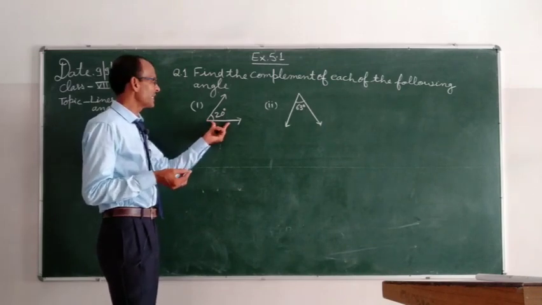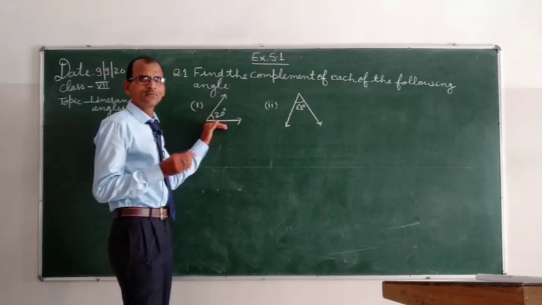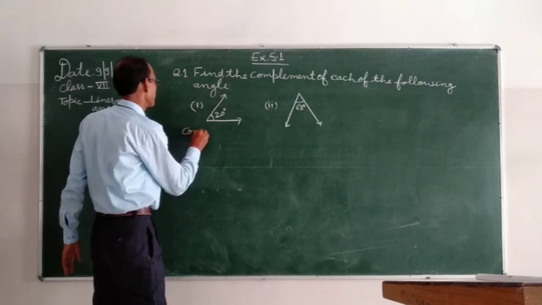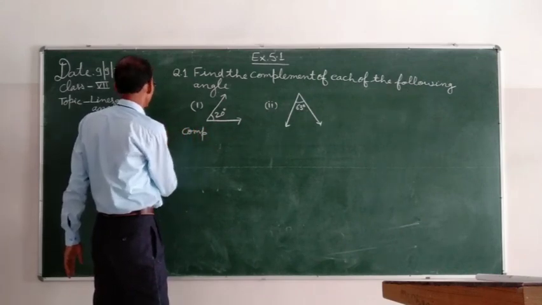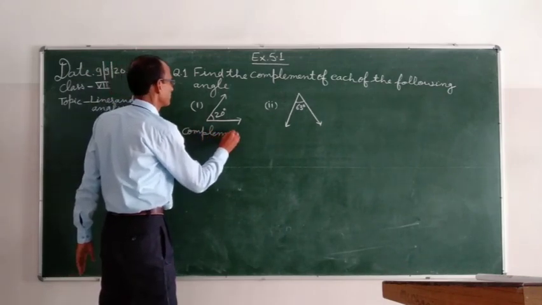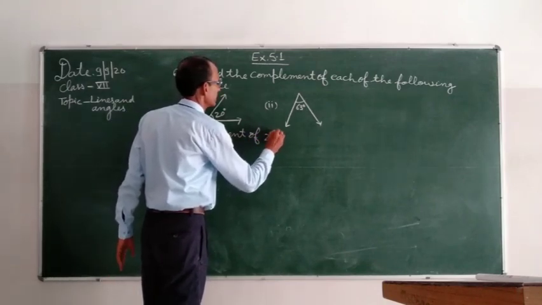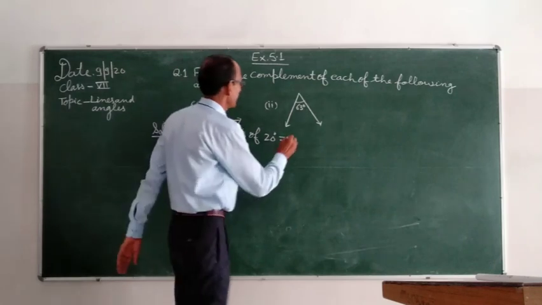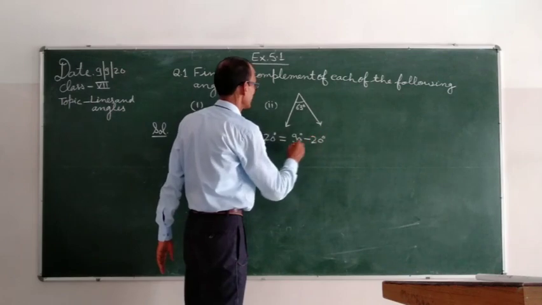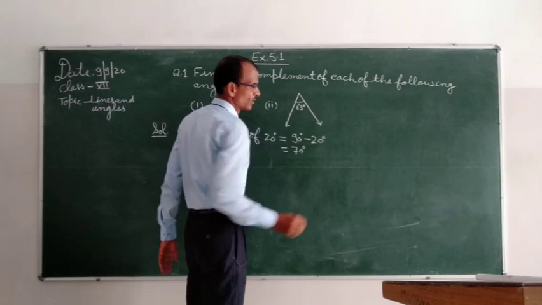So, to get the complement of 20 degree, we subtract the given angle from 90 degree. Complement of 20 degree is equal to 90 degree minus 20 degree, which is equal to 70 degree. Okay?